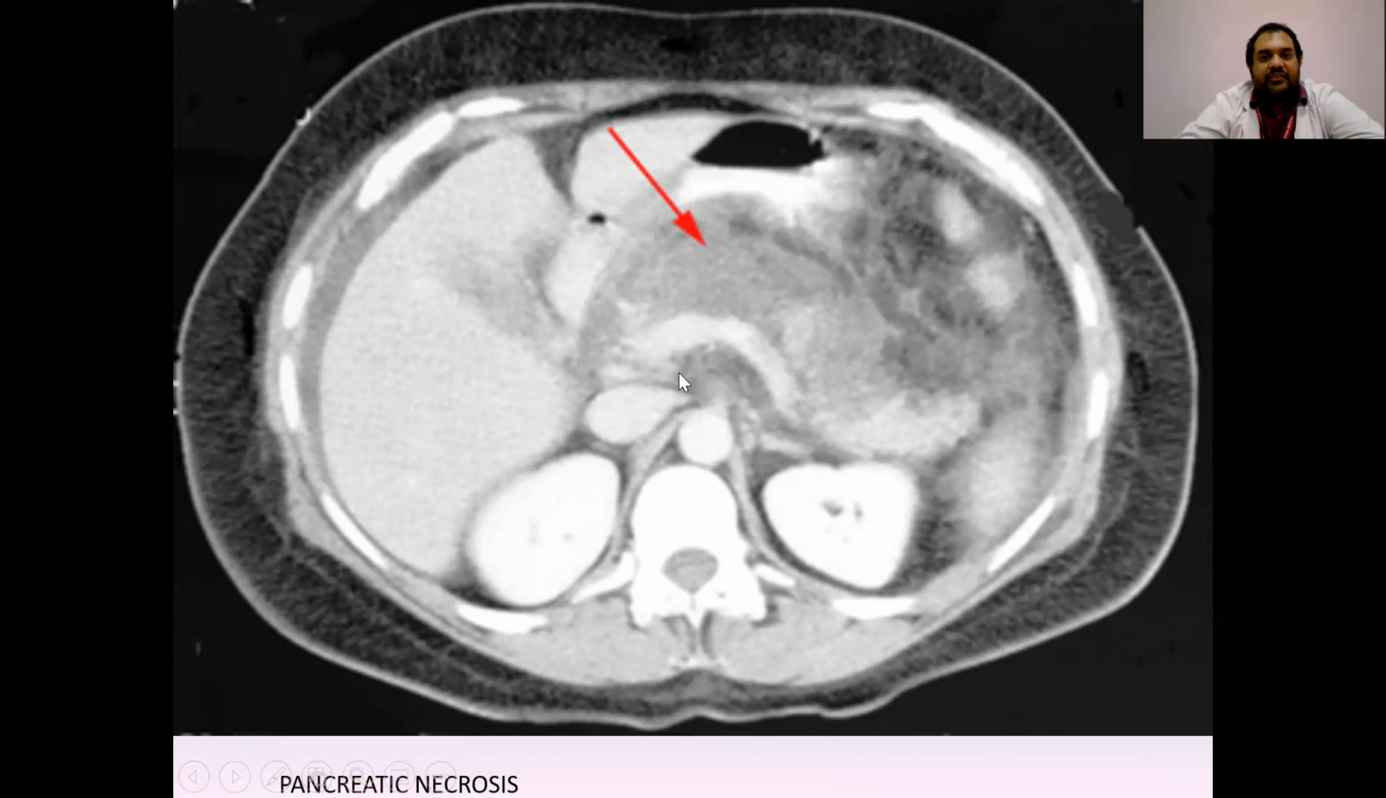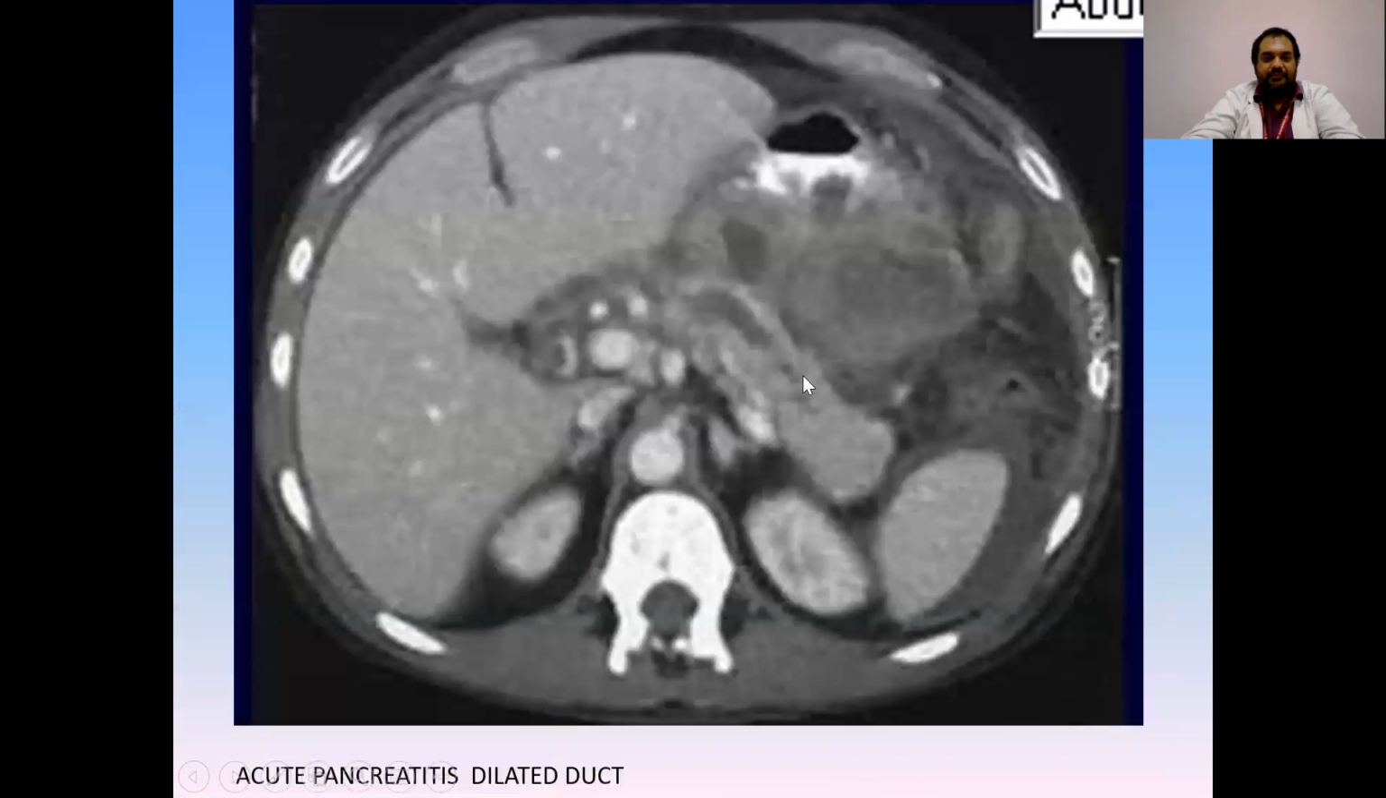This is the axial section of the CT abdomen showing the pancreatic necrosis. You can see there is a diffuse enlargement of the pancreas from head, body to the tail. See the hypoechoic area in the head and body. It's suggestive of pancreatic necrosis.